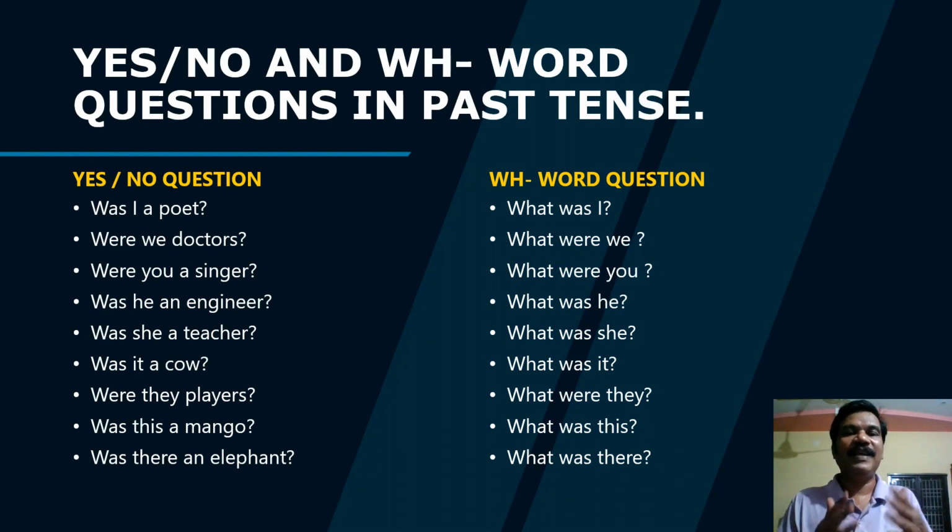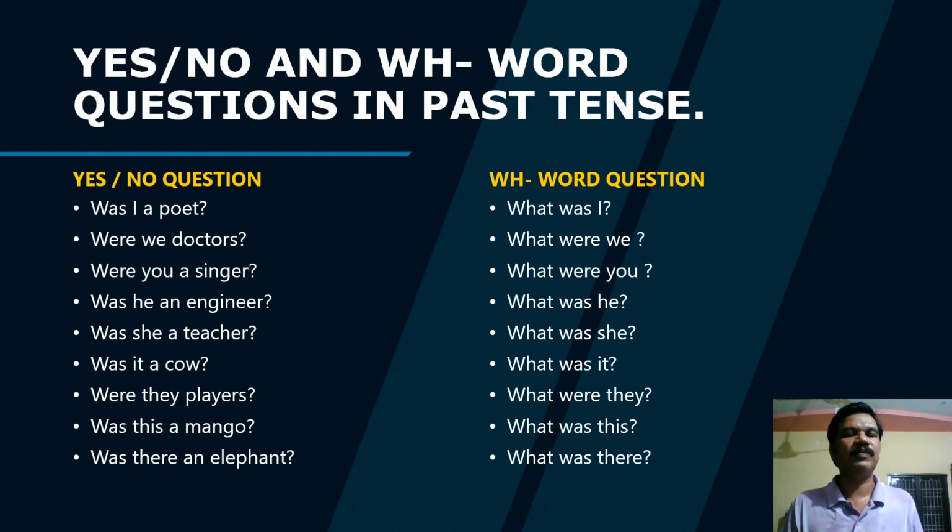Now learn yes or no questions and WH word questions in past tense. Already we learned how to change a statement to a yes or no question. Same principle, same rule in every tense. Just put the helping verb in front of the subject. See, I was a poet. Was I a poet? We were doctors. Were we doctors? You were a singer. Were you a singer? He was an engineer. Was he an engineer? She was a teacher. Was she a teacher? It was a cow. Was it a cow? They were players.